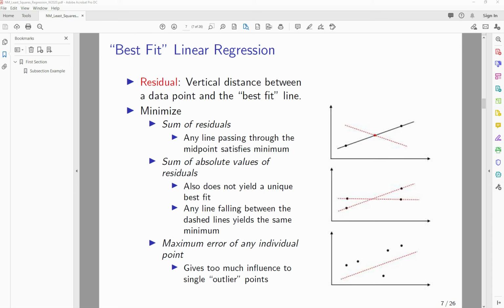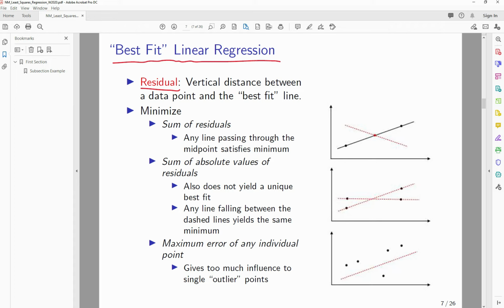All right, well, with some statistics under our belts, we're now prepared to discuss what the best fit line is using linear regression. And before we even talk about the best fit line, we need to define what a residual is. A residual is nothing more than the vertical distance between a data point and that best fit line.